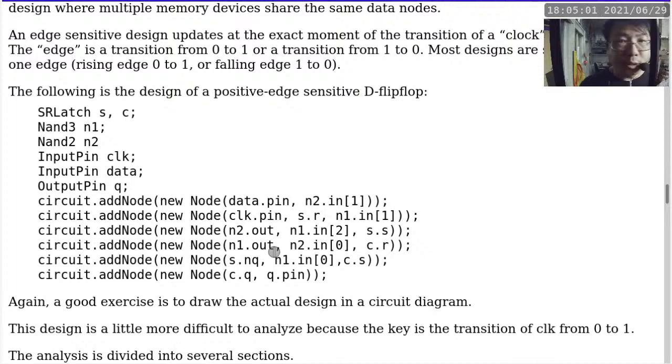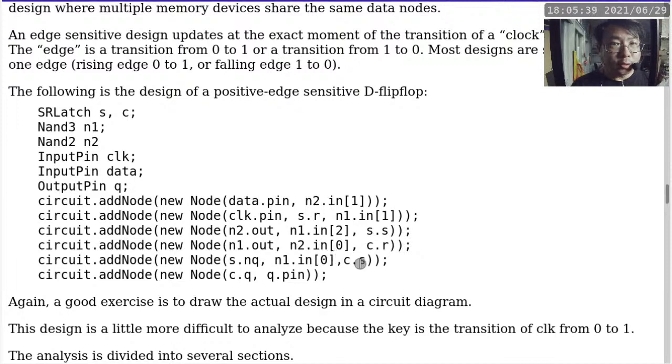Okay, I'm just drawing this in the circuit. And we'll also track down what else connects to C.R. Well, that's also connected to N2. The first input pin of N2 is connected the same way. So I'm going to draw a second NAND gate where the output of N1 connects to the first input pin of N2. Okay, there we go. So that's for C.R.